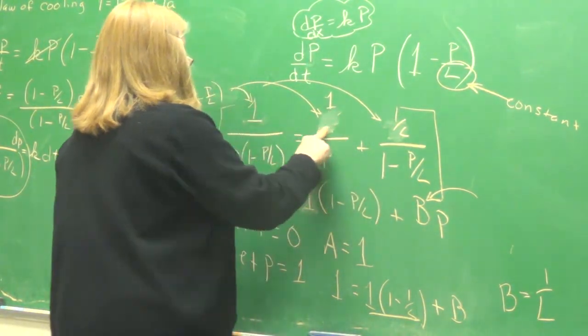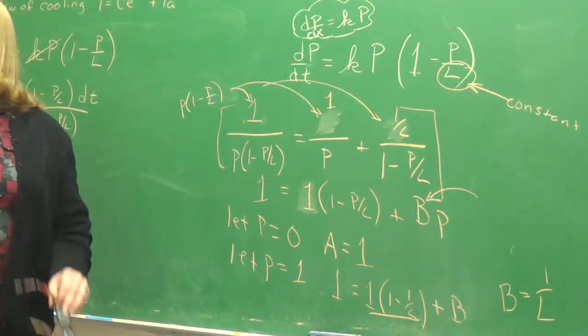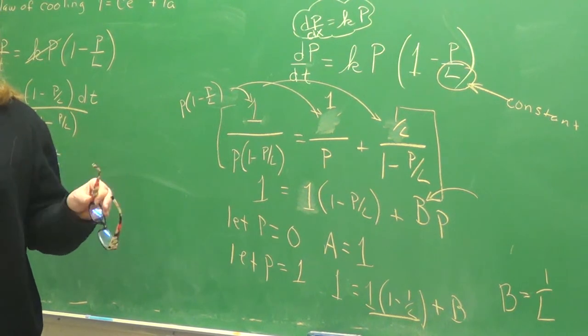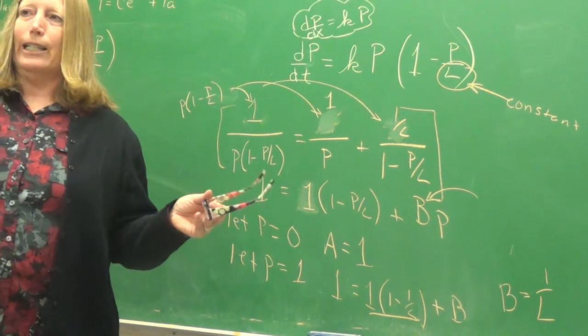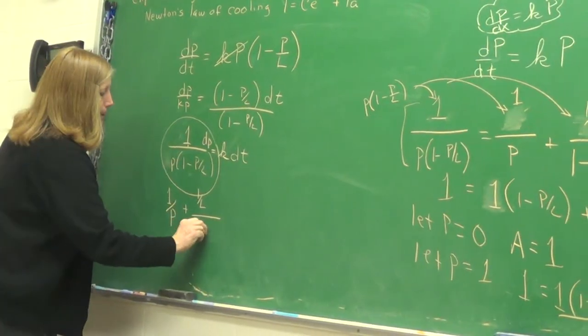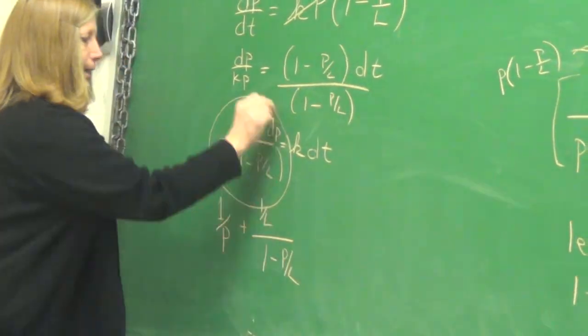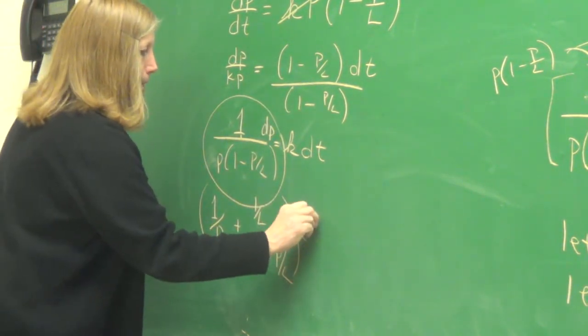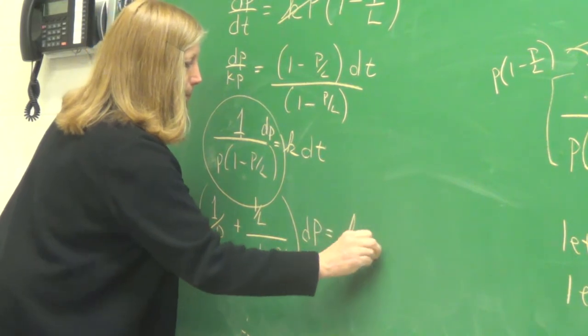And that's a method called partial fractions. It's really something you should have learned from me in pre-calculus. We didn't get to it, but I thought that you used it in calculus last year. So instead of having this, I'm going to write it like this: 1 over P plus 1 over L over 1 minus P over L is the exact same thing as what I've circled here. There's still a dP in my problem and a k dt.